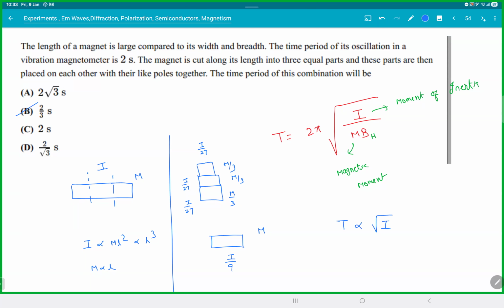Are you clear what happened here? So when you cut the magnet, it became M by 3. But when you placed on top of each other, it became again M only. So you actually made the rod, compressed it to 1/3 of the length. Mass remained same. L became 1/3. The moment of inertia got messed up. Are you clear with this? Clear? So that's a bit about today.